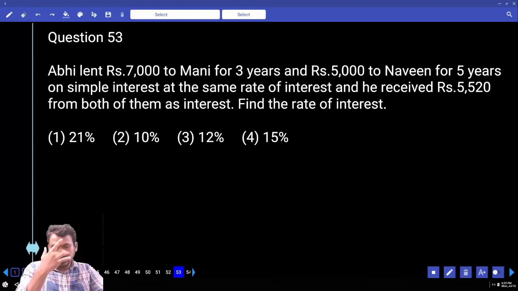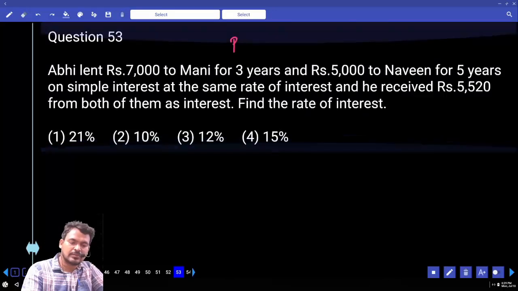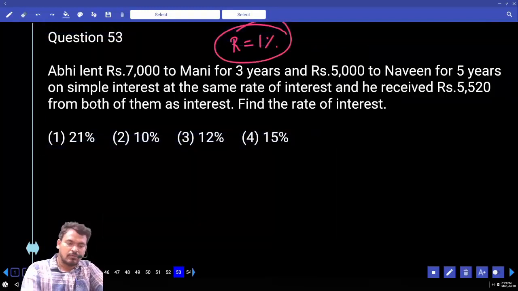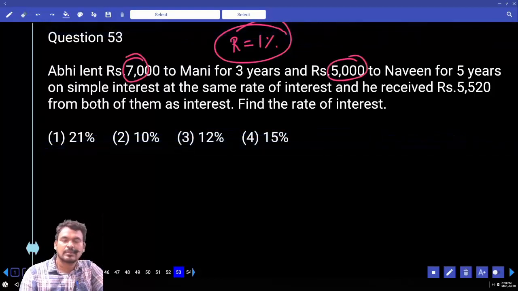Next, 53. Abhi lent 7,000 to money for 3 years and 5,000 to Naveen for 5 years on simple interest at the same rate of interest, and he received 5520 from both of them as interest. Find the rate of interest. Suppose we consider the rate of interest 1%. What is 1% of 7,000? 70. It is 1 year interest. Next, what is 1% of 5,000? 50. 70 plus 50? 120.